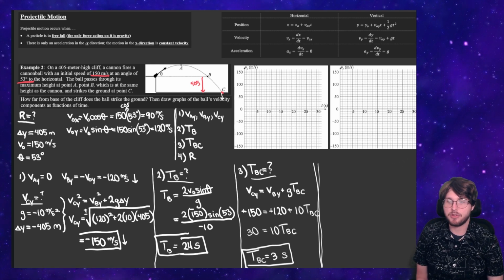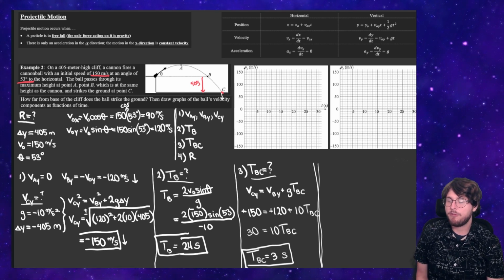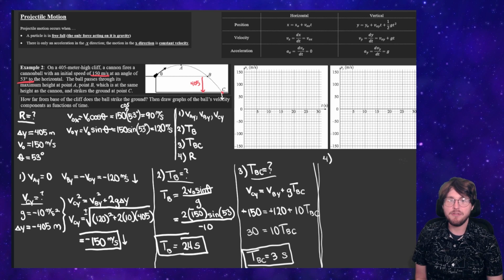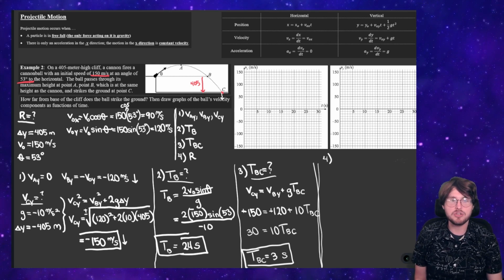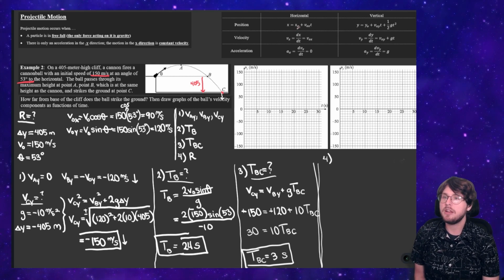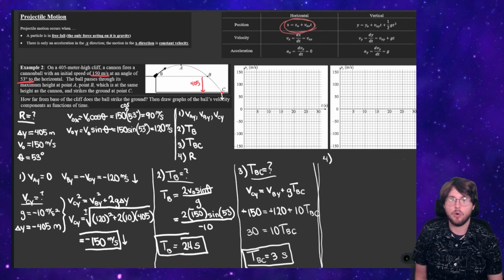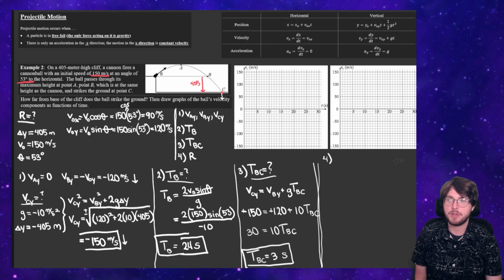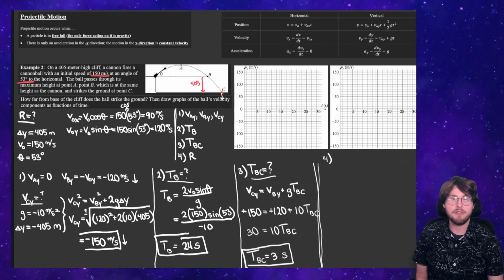Cool. All right, and last but not least, step 4. This is the big apple. This is where we find the range. So for the range, at this point, we have pretty much everything we need. We have V naught X, and remember that the range of a projectile only depends on V naught X and the time overall. So we have the total time that's elapsed. We know how long the projectile takes to travel from here to here, and then from here to here. So we're good there. And we have V naught X.